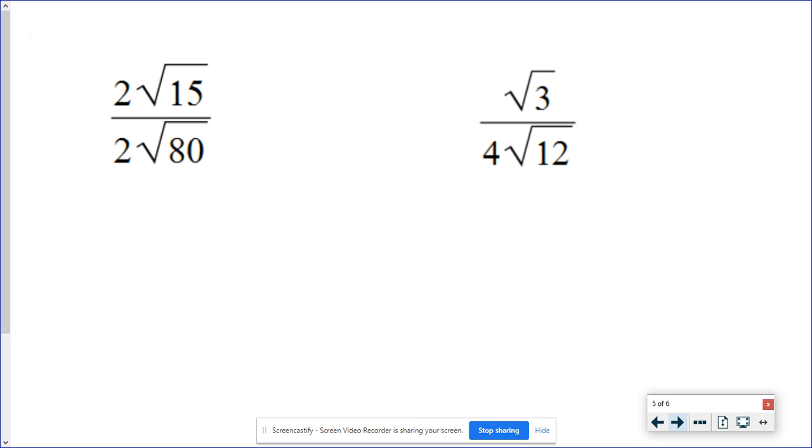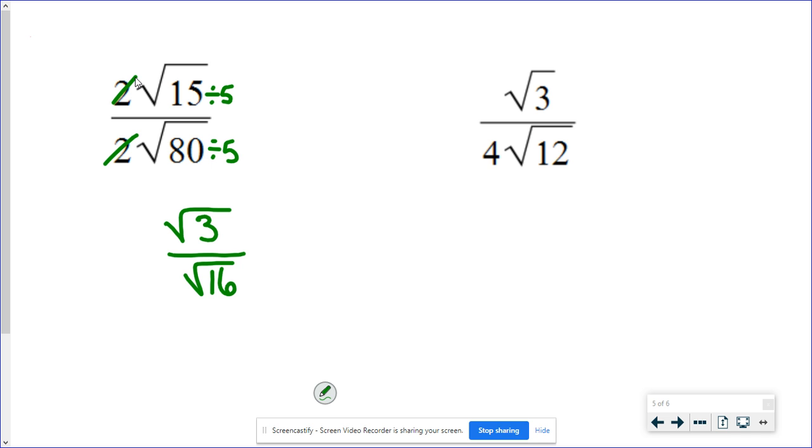In the first problem, I would start by just saying, well, why do we even have those 2's there, right? We can just divide both by 2. That simplifies somewhat already. 15 and 80, neither one of them is a perfect square. However, I could divide them both by something. I could divide them both by 5. So if I would divide by 5, and I haven't been showing this, I've just been canceling, but if you need to do this, you can certainly do that. Instead of that numerator, then it would just be a 3. And 80 divided by 5 is 16.